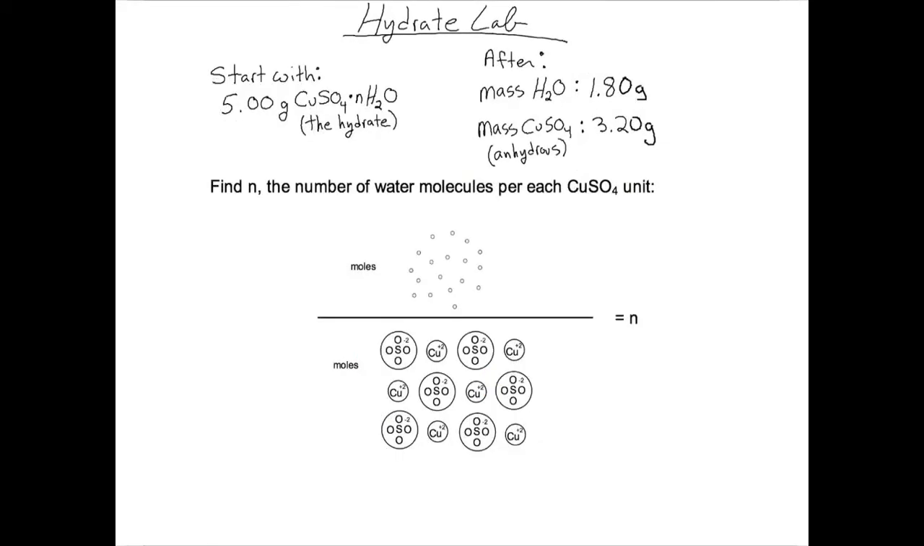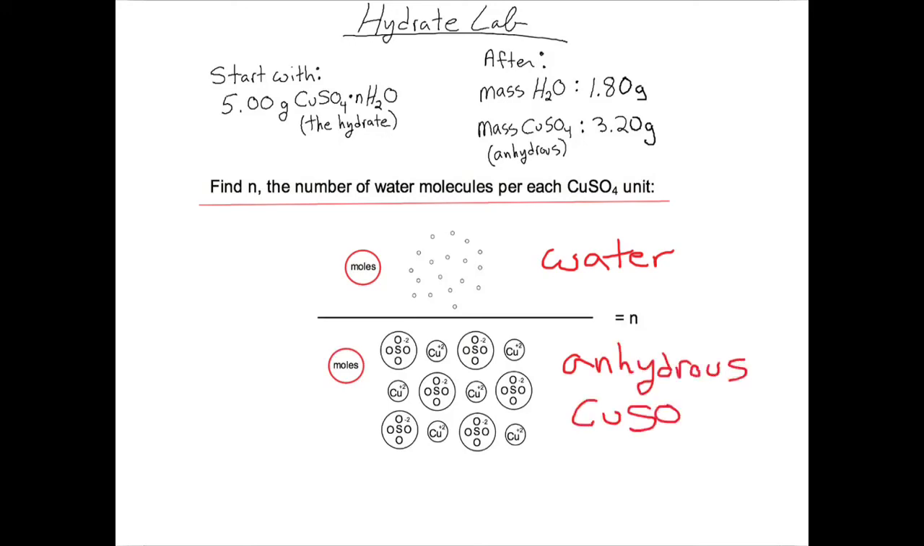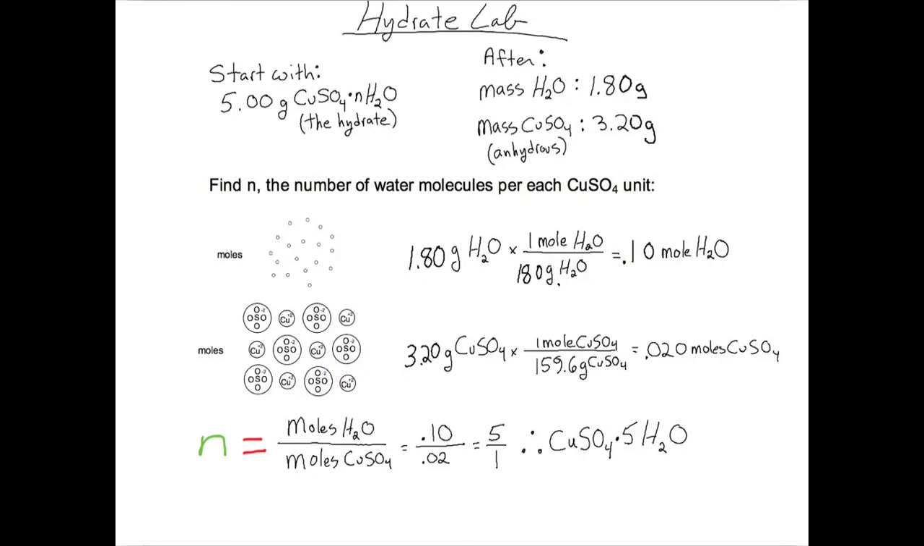Now we'll describe the amount of water in the hydrated crystal by finding N, the number of water molecules per each copper sulfate unit. This will allow us to write the proper formula. As discussed earlier, that involves dividing the number of moles of water by the number of moles of the anhydrous copper sulfate. Here's what the calculation looks like.